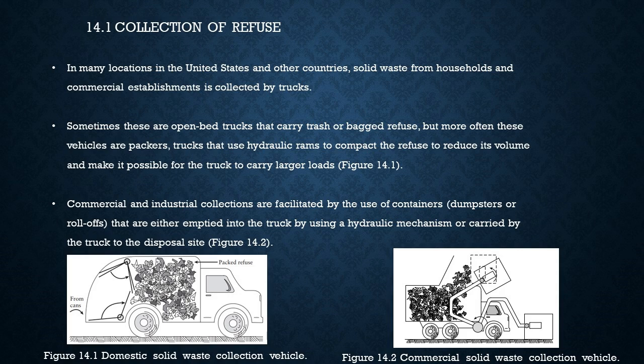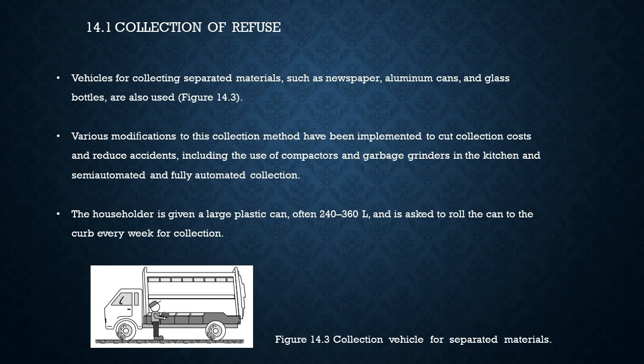Commercial and industrial collections are facilitated by the use of containers, dumpsters, or roll-offs that are either emptied into the truck by using a hydraulic mechanism or carried by the truck to the disposal site. Figure 14.2. Vehicles for collecting separated materials, such as newspaper, aluminum cans, and glass bottles, are also used. Figure 14.3. Various modifications to this collection method have been implemented to cut collection costs and reduce accidents, including the use of compactors and garbage grinders in the kitchen and semi-automated and fully automated collection.